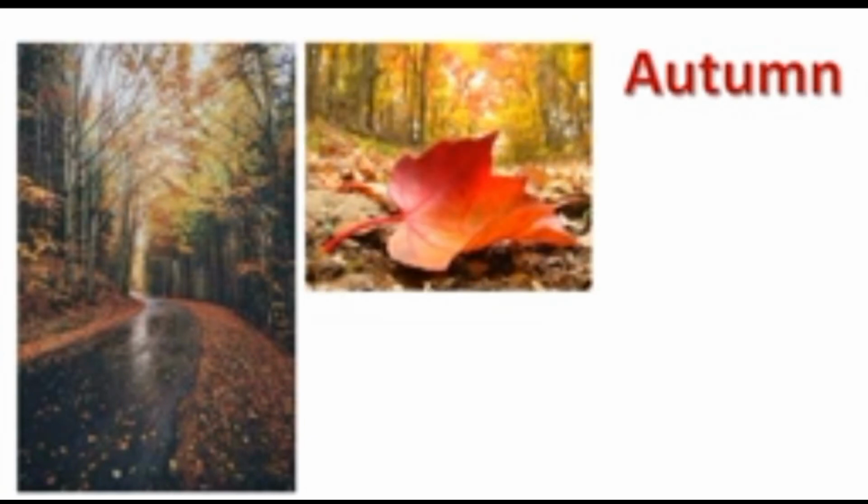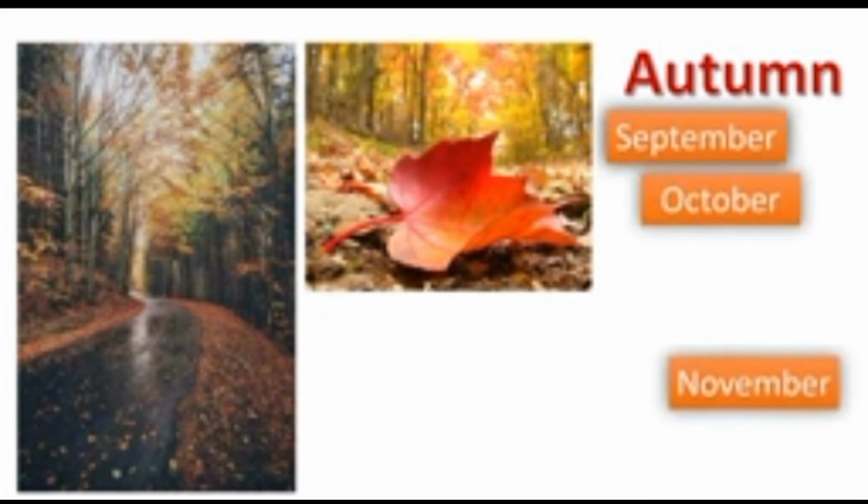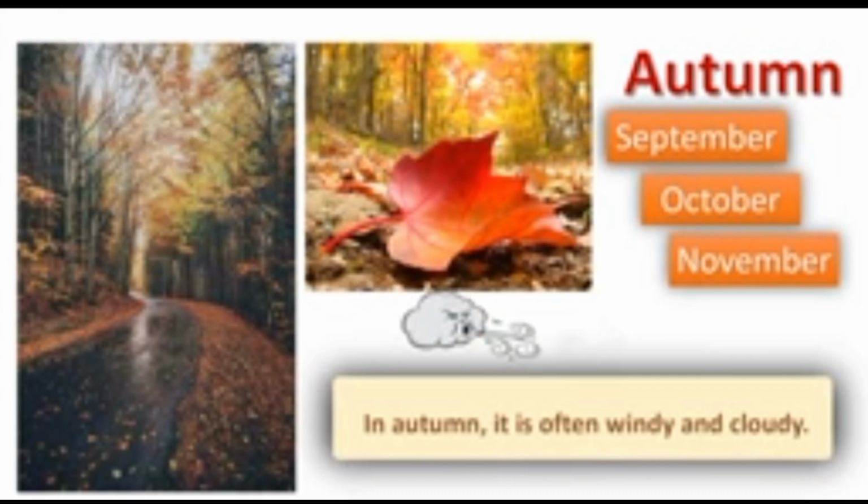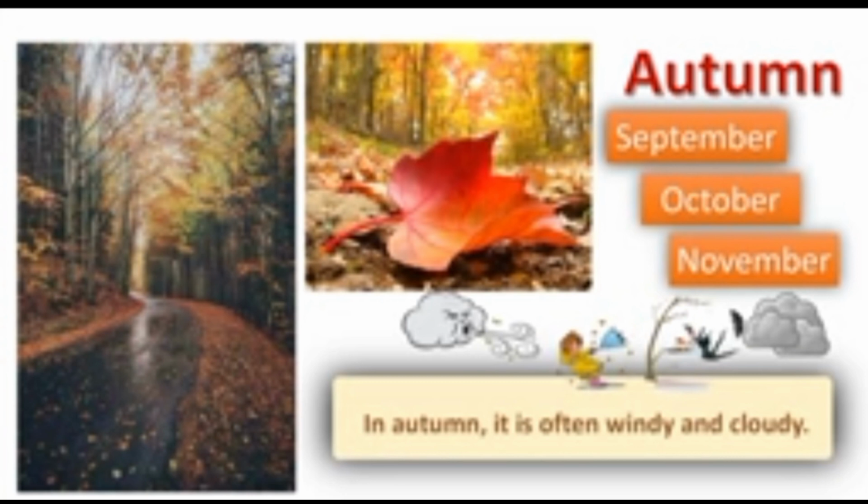Autumn. It is 3 months. September, October, and November. In autumn, it is often windy and cloudy.